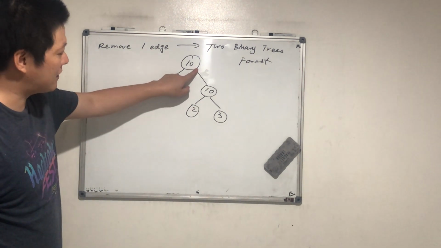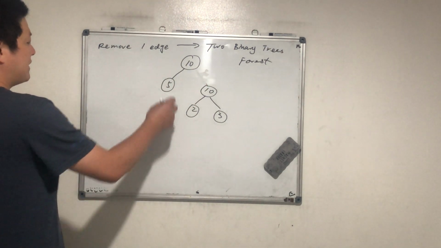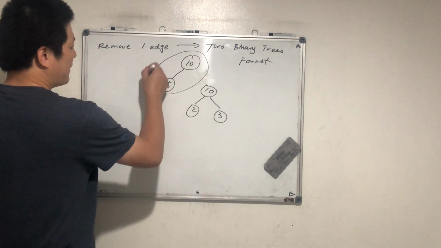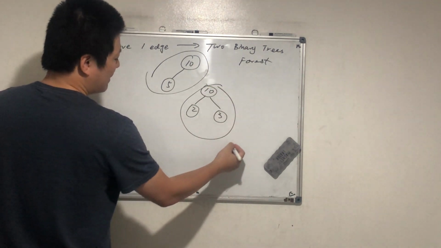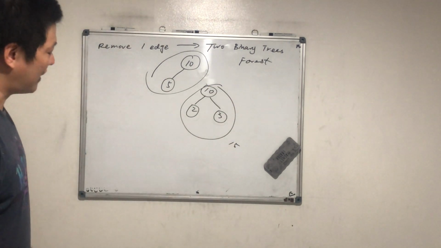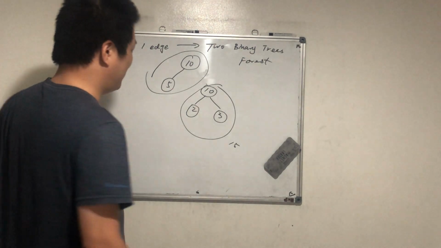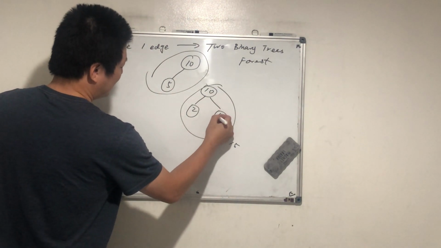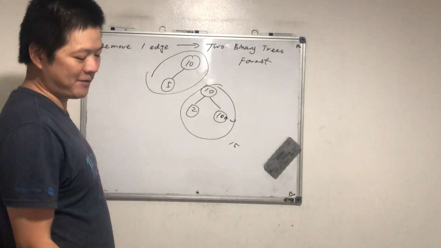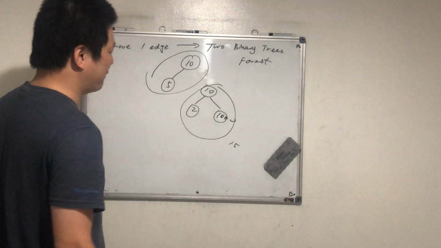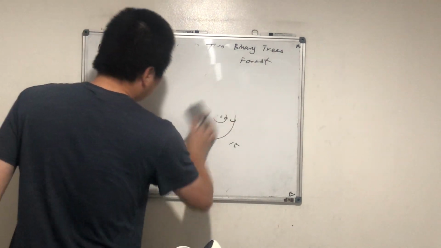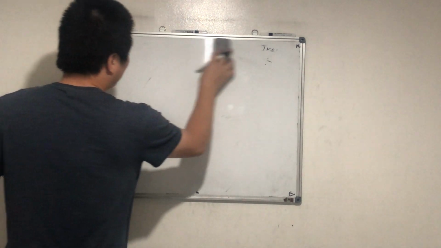For example, in this case, if I remove this edge, the sum of this part is 15 and the sum of this part is 15. If it's not possible, for example if this is 1,000, then we just return false. Given the binary tree, do we still remember how to calculate the sum using recursion, depth first search?